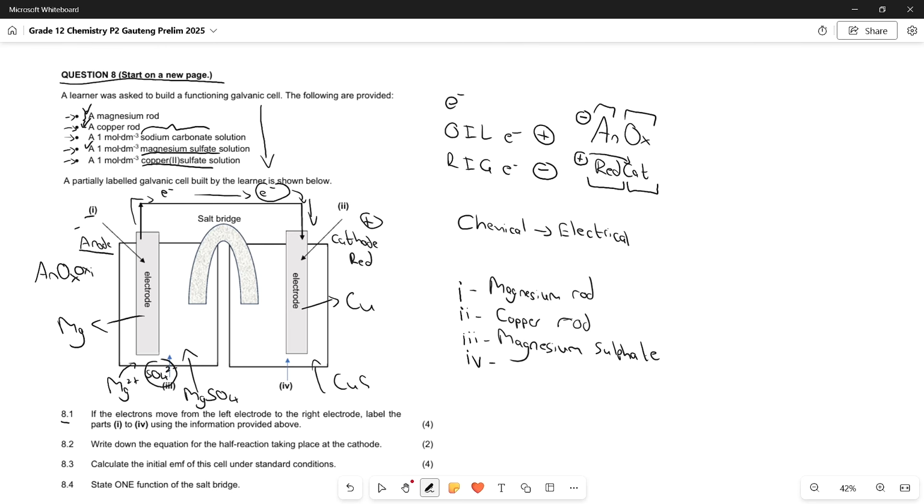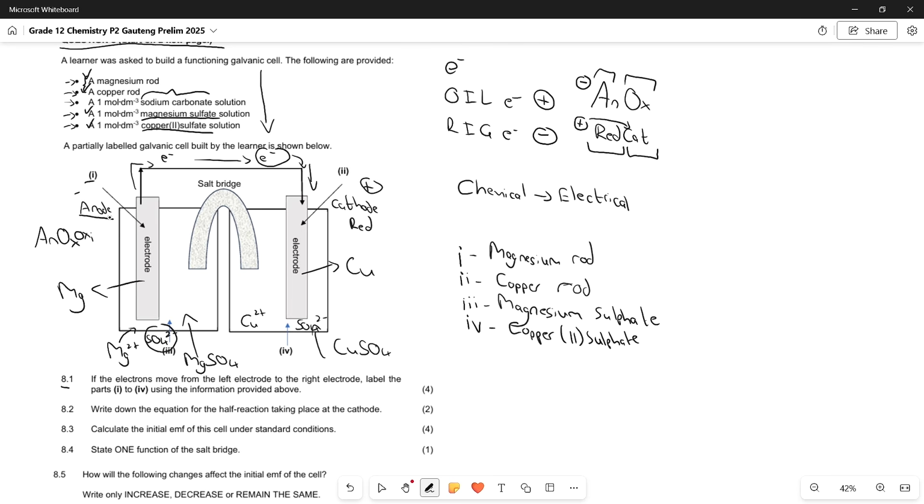Because then we put CuSO4 and the same thing happens. We get Cu2+ breaking off over there, and we get the SO4 2-, once again just a spectator ion that doesn't get involved in our galvanic reaction. And then we'll have the electrons flowing in that circuit as well, which means we can just go ahead and write copper 2 sulfate over there. That would build us the cell, because we don't want to use the sodium carbonate as any of our electrolyte solutions. So there we go. If the electrons moved from the left electrode to the right electrode, label the parts 1 to 4 using the information provided. That would earn us 4 marks.